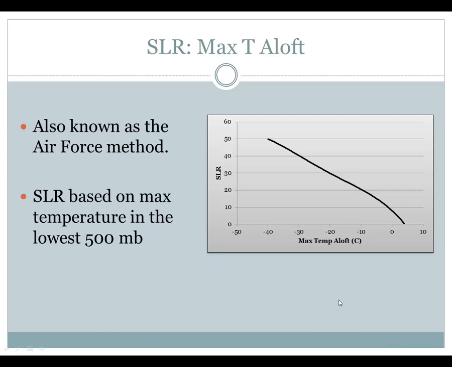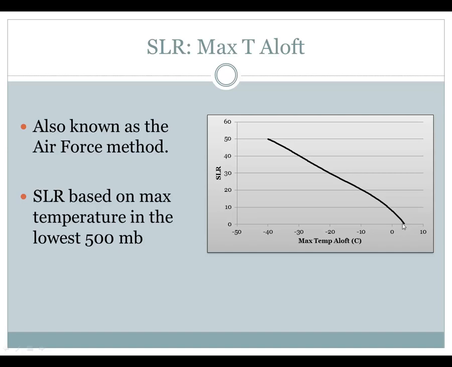Here's the second technique, otherwise known as the Air Force method or max T aloft method. This technique looks for the maximum temperature in the lowest 500 millibars and then assigns a snow to liquid ratio based on that temperature and an equation relationship. On the right-hand side, I've just graphed that snow to liquid ratio versus max temperature within the lowest 500 millibars of the troposphere.